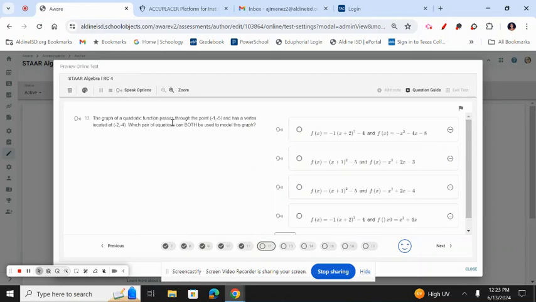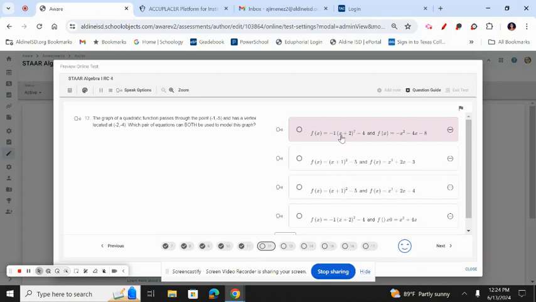Alright, the graph of the quadratic function passes through -1, -5, and has a vertex of -2, -4. Which pair of equations can both be used to model this graph? Alright, first we're going to look at the vertex. The vertex is -2, -4. That means that all the ones that have a vertex should have those inside. So both equations should model these, okay? So that means that both equations have that -2 and -4 in them.